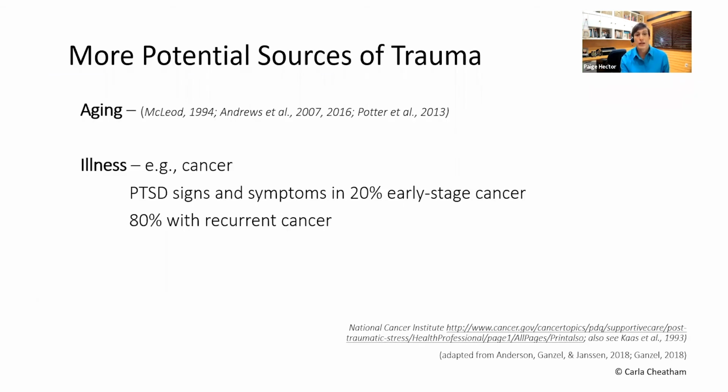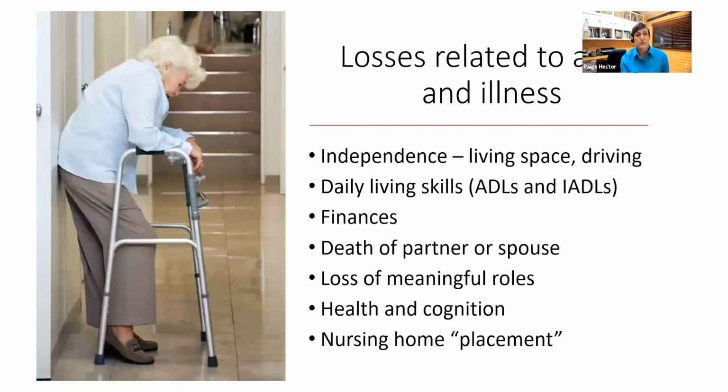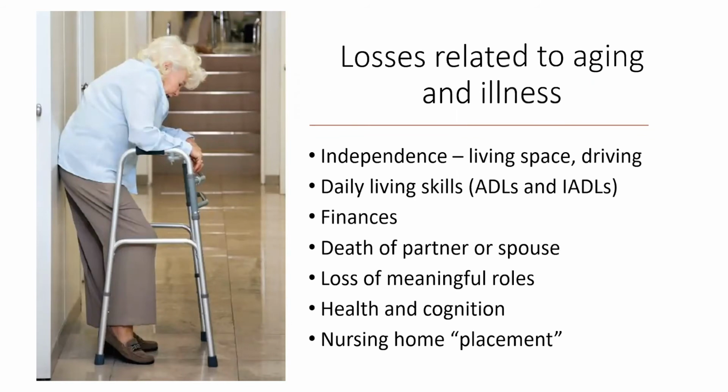Additional sources of trauma are aging and illness, especially cancer. Post-traumatic stress disorder signs and symptoms, nearly 20% in early stage cancer, and look at that, 80% with recurrent cancer. Just generally, an overview of losses related to aging and illness. You know, as we get older and as things change and perhaps we need more assistance with our activities of daily living or instrumental ADLs, finances, perhaps we've experienced the death of a partner or a spouse and the loss of meaningful roles. There are so many different ways that people can experience loss related to aging and illness that can be considered traumatic.